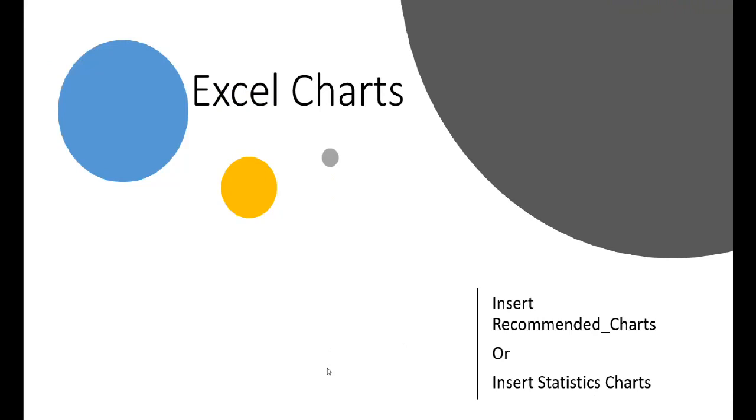For some of the charts, you're going to click on Insert from the main menu and then click on Recommended Charts. For others, you will click Insert from the main menu and then you'll scoot over and find the icon for Statistics charts, and I will point that out as we come to them.